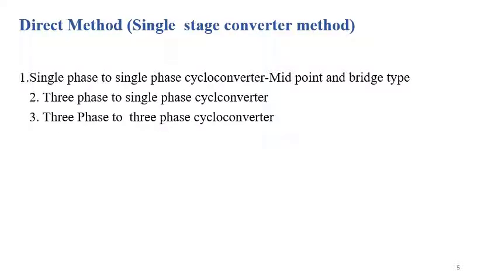The other method used for achieving variable frequency and voltage at the output of the converter is called the direct method. By using this method, we will investigate the single phase to single phase cycloconverter using midpoint and bridge type, and also the three phase to single phase cycloconverter, and also the three phase to three phase cycloconverter in the following sections.